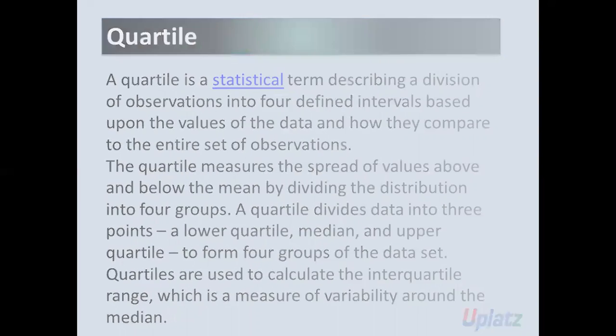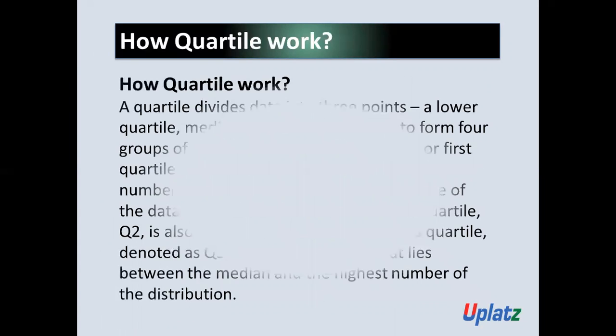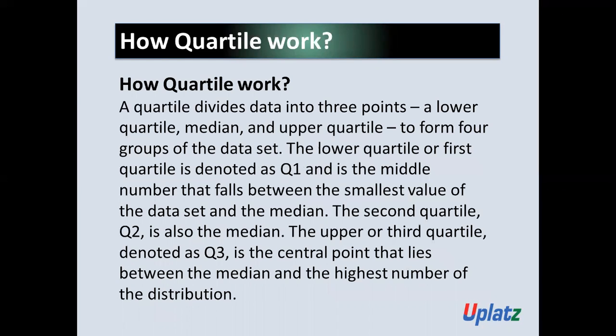So how does the quartile work? Let's see that. A quartile divides the data into 3 points: a lower quartile, median, and upper quartile. We know what the median is. Let's see what the lower and upper quartiles are. The quartile divides the data into 3 points: a lower quartile, median, and upper quartile, in order to form the 4 groups of the data set.